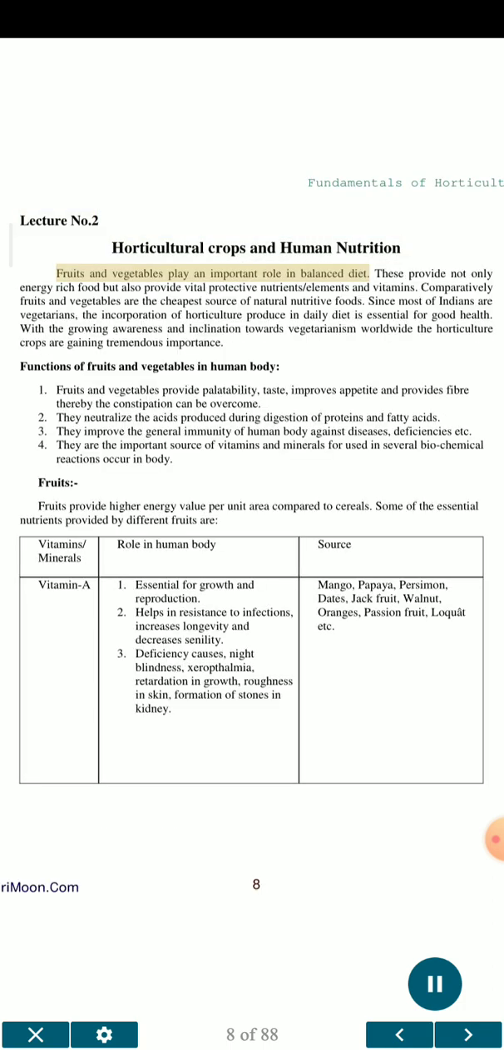Fruits and vegetables play an important role in a balanced diet. These provide not only energy-rich food but also vital protective nutrients, elements and vitamins. Comparatively, fruits and vegetables are the cheapest source of natural nutritive foods. Since most Indians are vegetarians, the incorporation of horticulture produce in the daily diet is essential for good health.